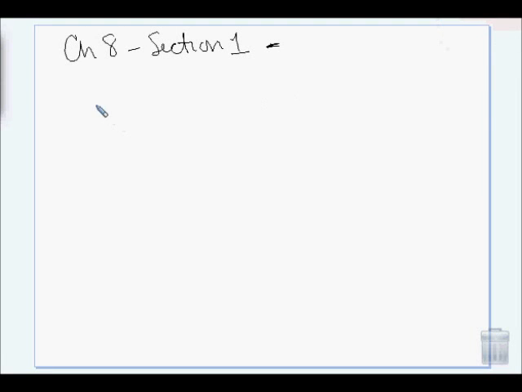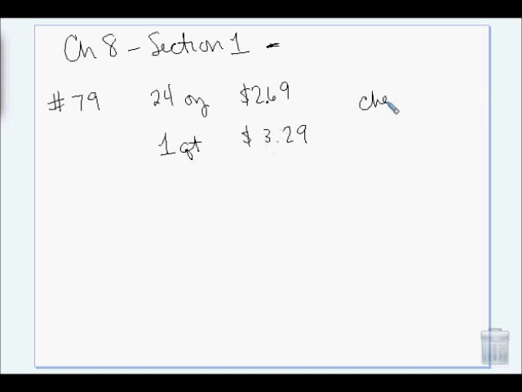Okay, so chapter 8, section 1, I have number 79, which says a 24-fluid-ounce jar of spaghetti sauce is $2.69. Another jar that's 1 quart whole is $3.29. Which one's cheaper, or a better buy, rather? That's what the question asks you.